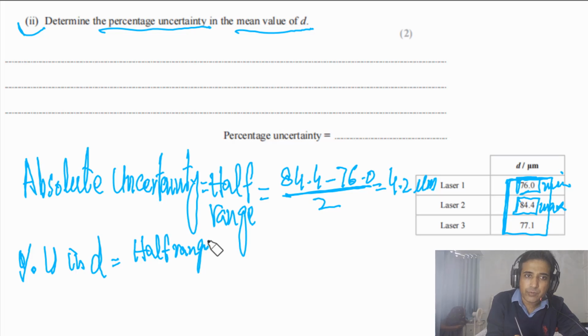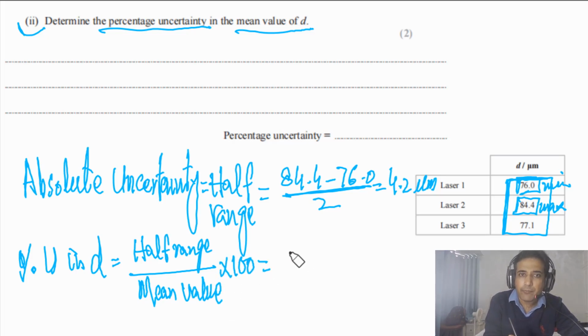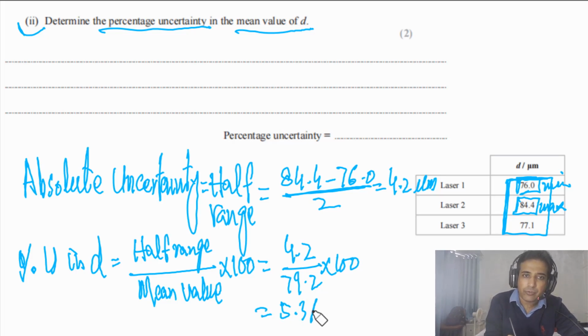So we have to use the half range divided by the mean value of D, multiplied by 100. The half range is equal to 4.2 and the mean value is 79.2, multiplied by 100. In this case we will get 5.3%. So this is how you need to calculate. Simply, we can say the percentage uncertainty in the mean value of D is 5.3%.